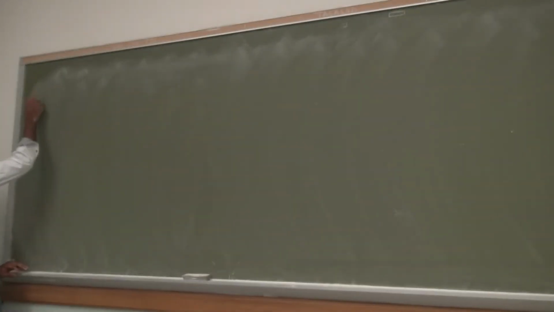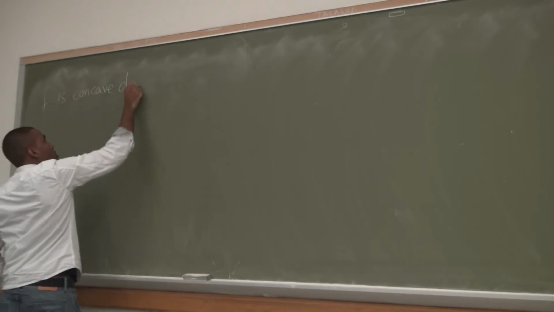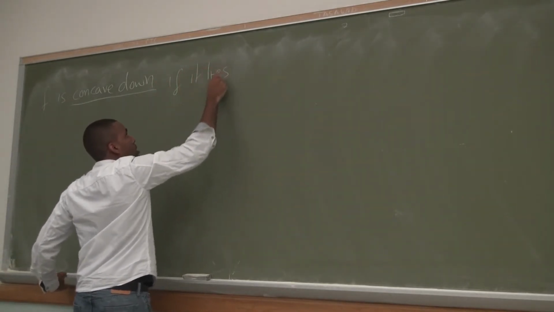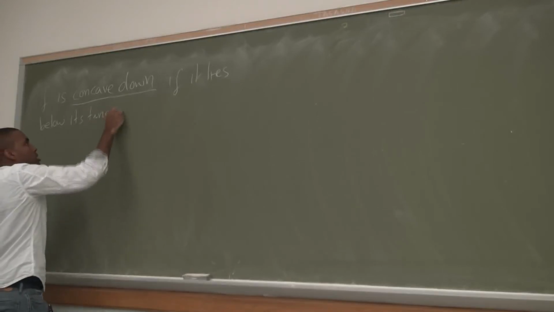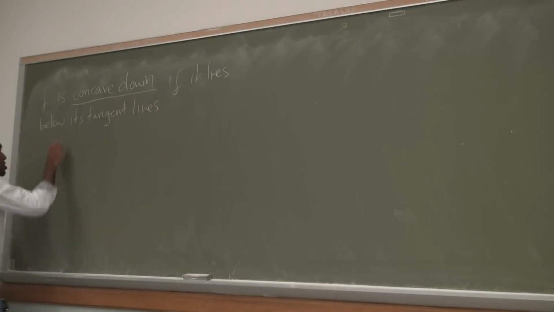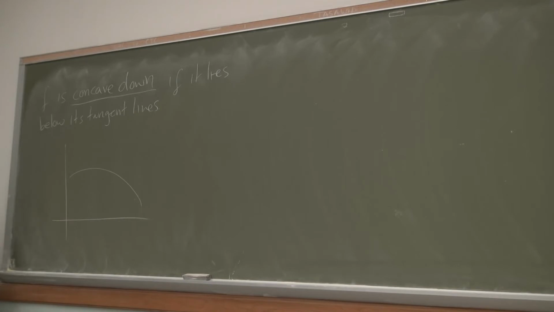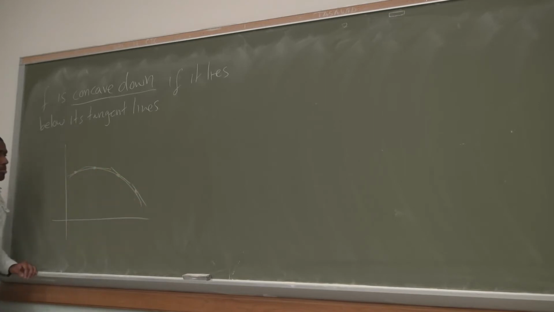Alright, so now F is concave down if it lies below its tangent lines. So you have an example like here. That function is concave down on this interval. Why? Because every time I draw a tangent line, the tangent lines will be on top, right?